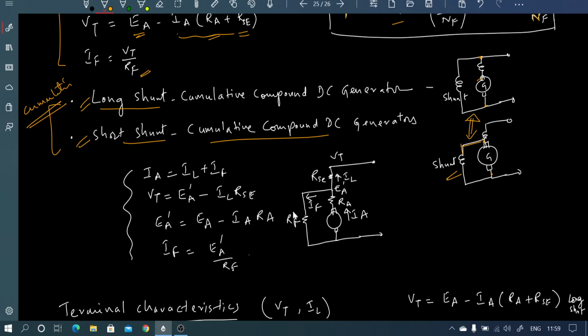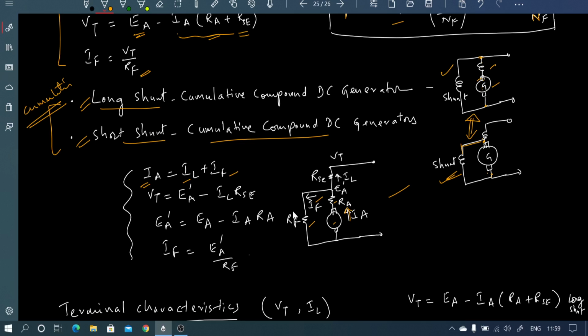The shunt field is now connected only across the armature in case of short shunt, and in long shunt, the shunt field is connected across both the armature and the series field winding. Here I have shown the circuit diagram for short shunt. This is the shunt field current, this is the armature resistance, this is the armature, and this is the series field winding taken out from this. Under this condition, IA is still equal to load current plus IF.